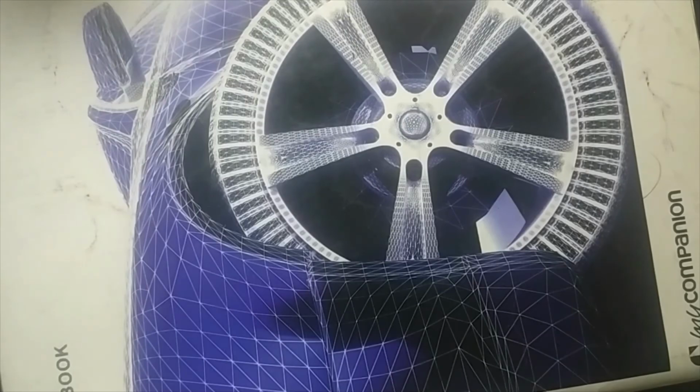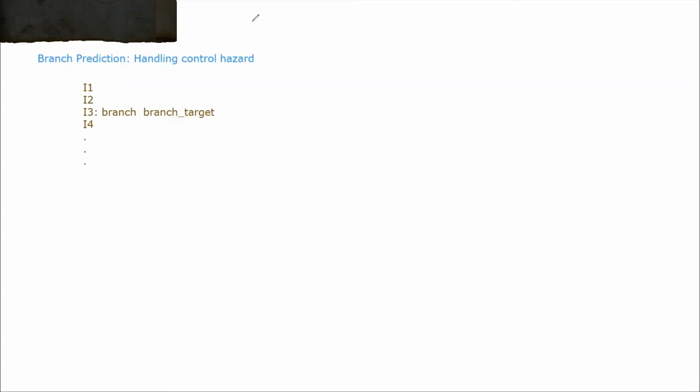There is another solution that is trying to handle the control hazards, and that particular solution is branch prediction. So let me first repeat what we have discussed so far, then we will discuss branch prediction. We discussed two solutions: solution one was to stall the pipeline, and the second solution was delayed branching. So these were the two solutions that we discussed in our previous lecture.